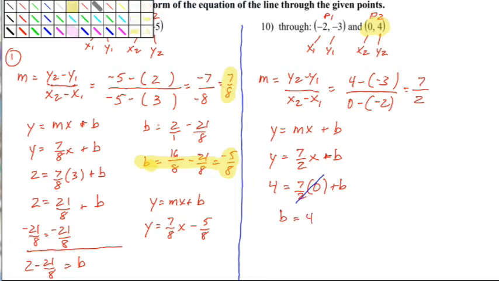I have my slope value, my m, I have my b value, and that's all I need to complete the equation of the line. I rewrite my general formula, and now I just drop those two values in. Y is equal to 7/2 x plus 4.